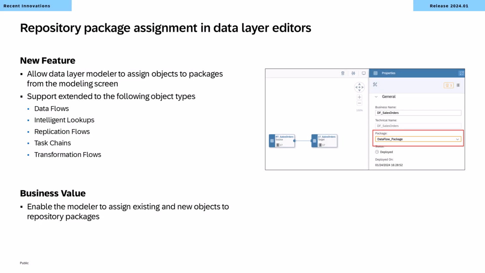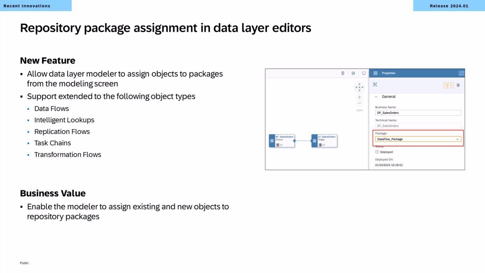With the release 2024-01, we now give the ability to a modeler to assign more object types to a package. The new object types that can be assigned to a package directly from a modeling screen are data flows, intelligent lookups, replication flows, task chains, and transformation flows.